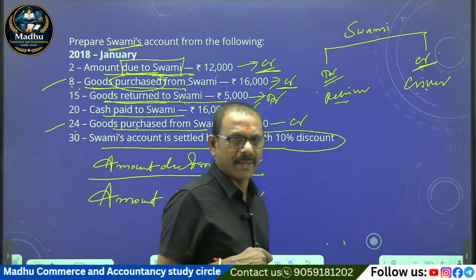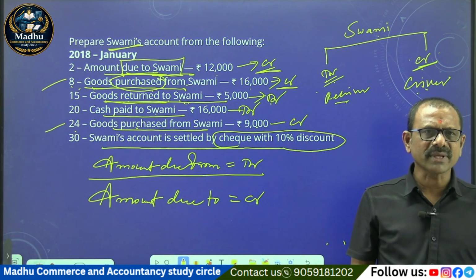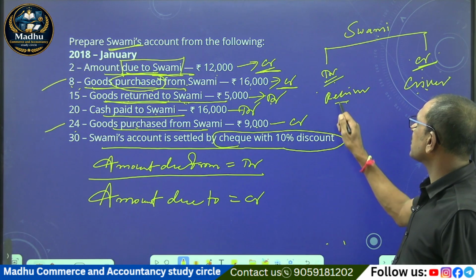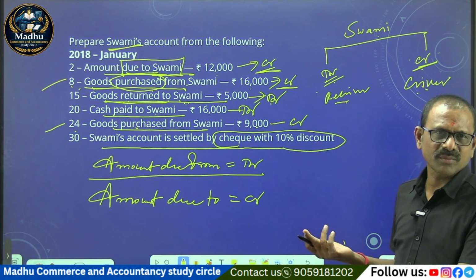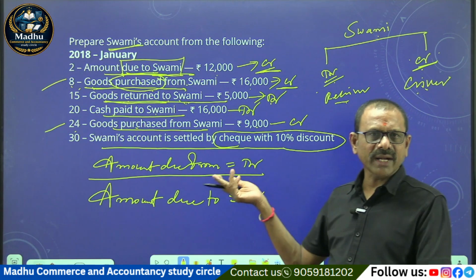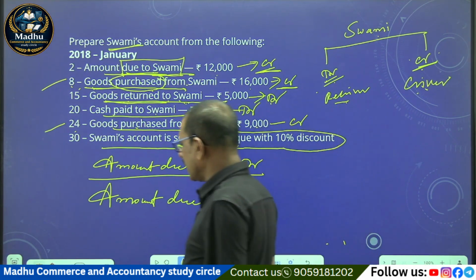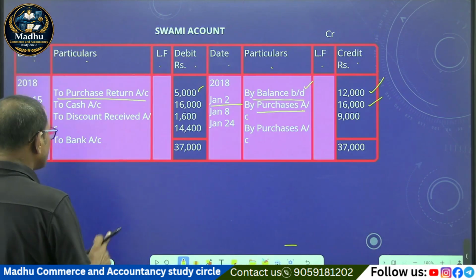Who paid? We paid. We paid to Swami. Then Swami is the receiver. Receiver means which side? Debit side. So we have to write it on the debit side.